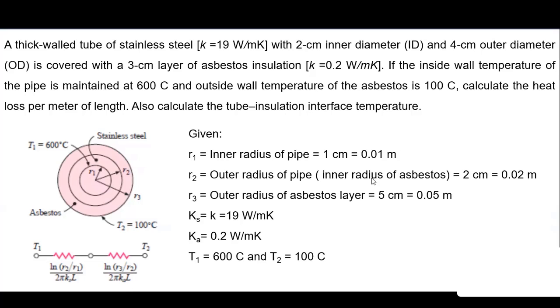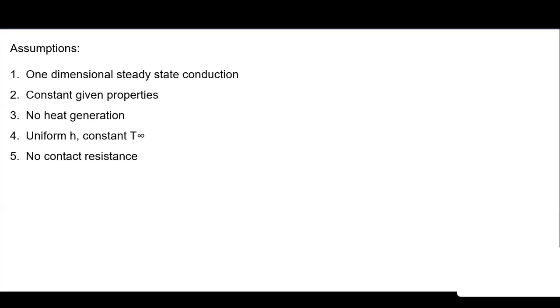So if you add all these things, the inner radius is 0.01, the outer radius is 0.02, and the outer radius of the asbestos layer is 5 centimeter, which is 0.05 meter, and the conductivity values of both the materials are given to us. The inside temperature is 600 and the outside temperature is 100. Of course, the assumptions are similar: one-dimensional conduction, constant properties, no heat generation, uniform heat transfer coefficient, constant T infinity, no contact resistance.